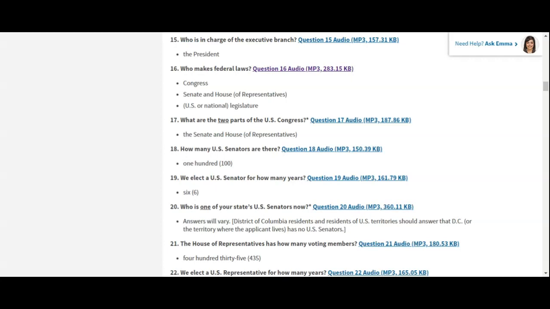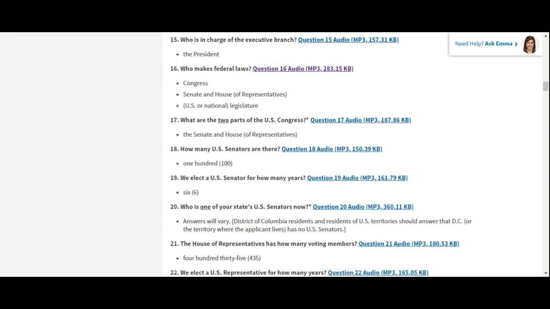Who is in charge of the executive branch? The president. Who makes federal laws? Congress. What are the 2 parts of the US Congress? The Senate and House.